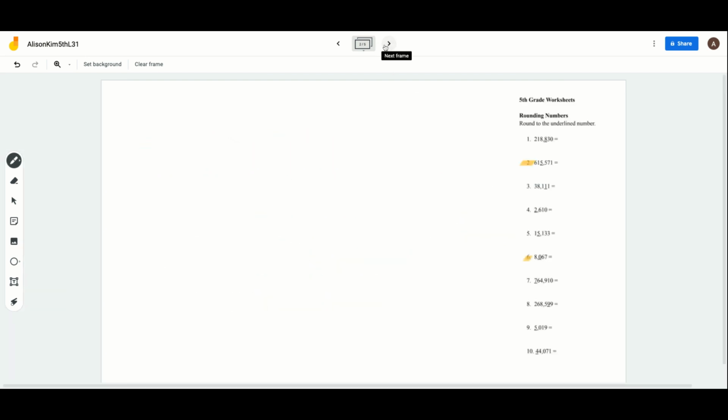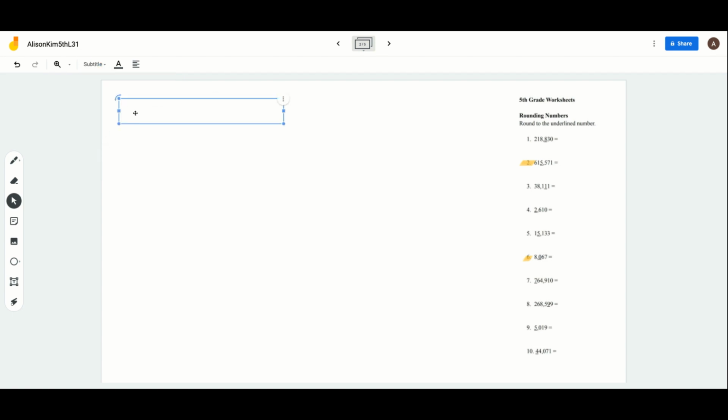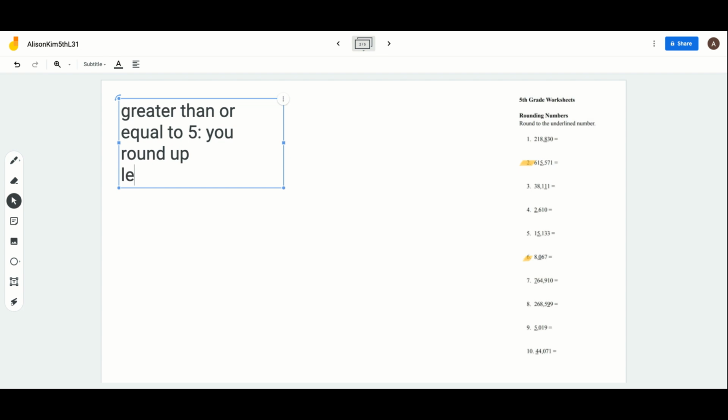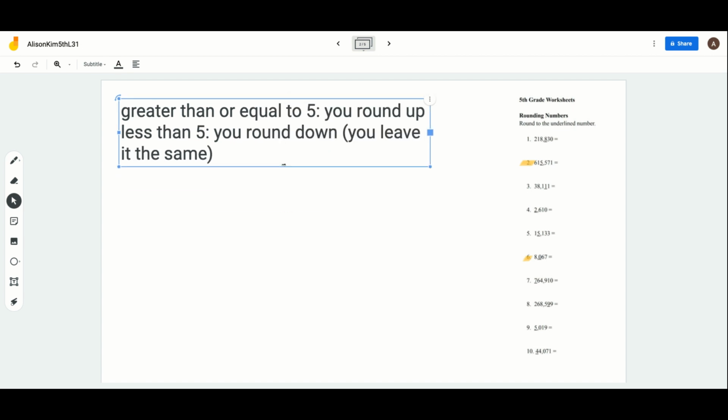So let's get started. We're going to start off with rounding numbers, and you need to remember this rule, like I told you a few weeks prior: if it's greater than or equal to 5, then you round up. However, if it's less than 5, then you round down, which means you leave it the same. And that's the rule that you have to remember when you're doing rounding.